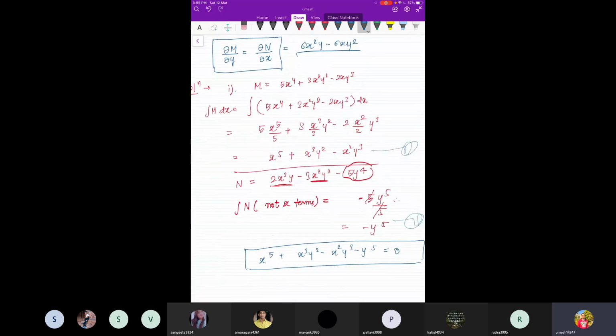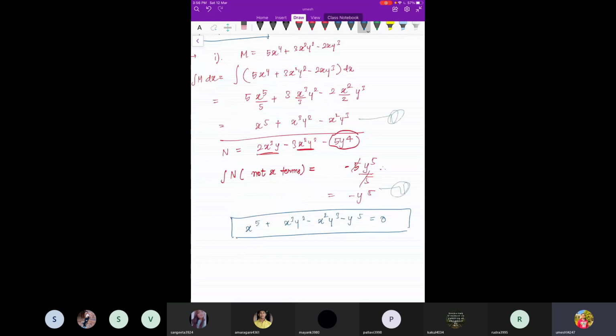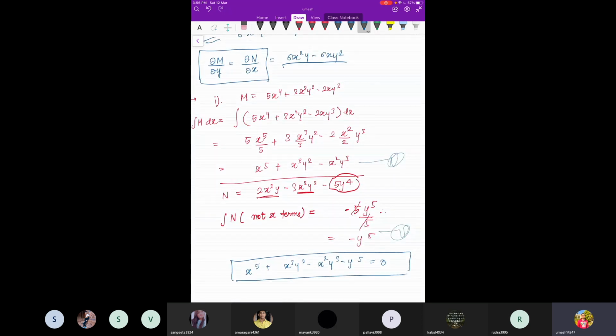और अगर exact नहीं है so first we need to multiply it with some integrating factor. Like अगर integrating factor निकालने के कुछ तरीके होते हैं, like 3 to 4 methods are there that we will be learning tomorrow only. But hopefully this equation is exact.